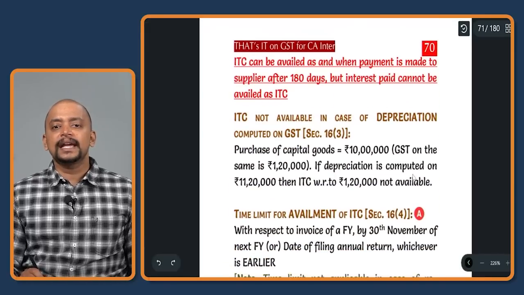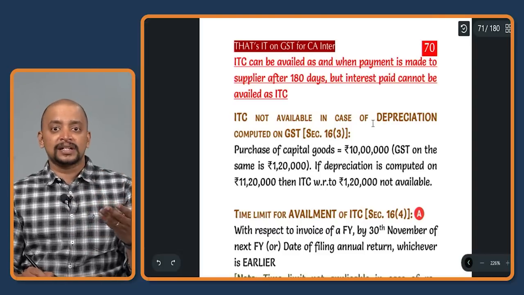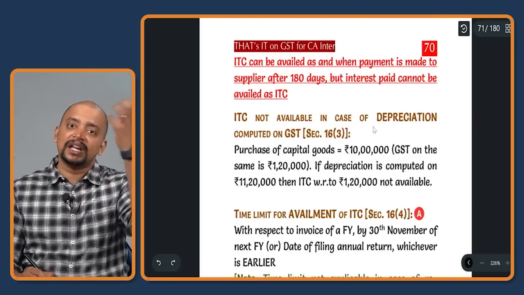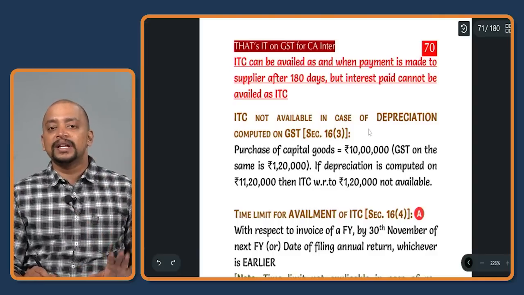Then ITC can be availed as and when the payment is made to supplier after 180 days. After 180 days, we are reversing the ITC along with interest. Again, as and when the payment is made, we can re-avail it as ITC and there is no time limit. But the interest paid cannot be re-availed.